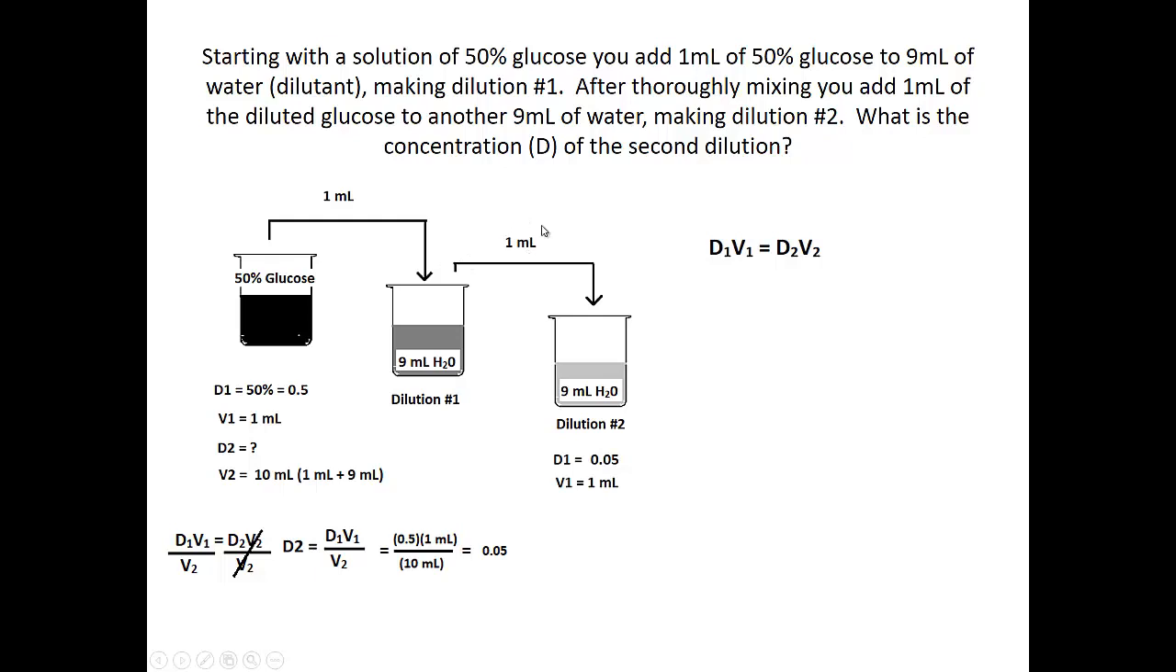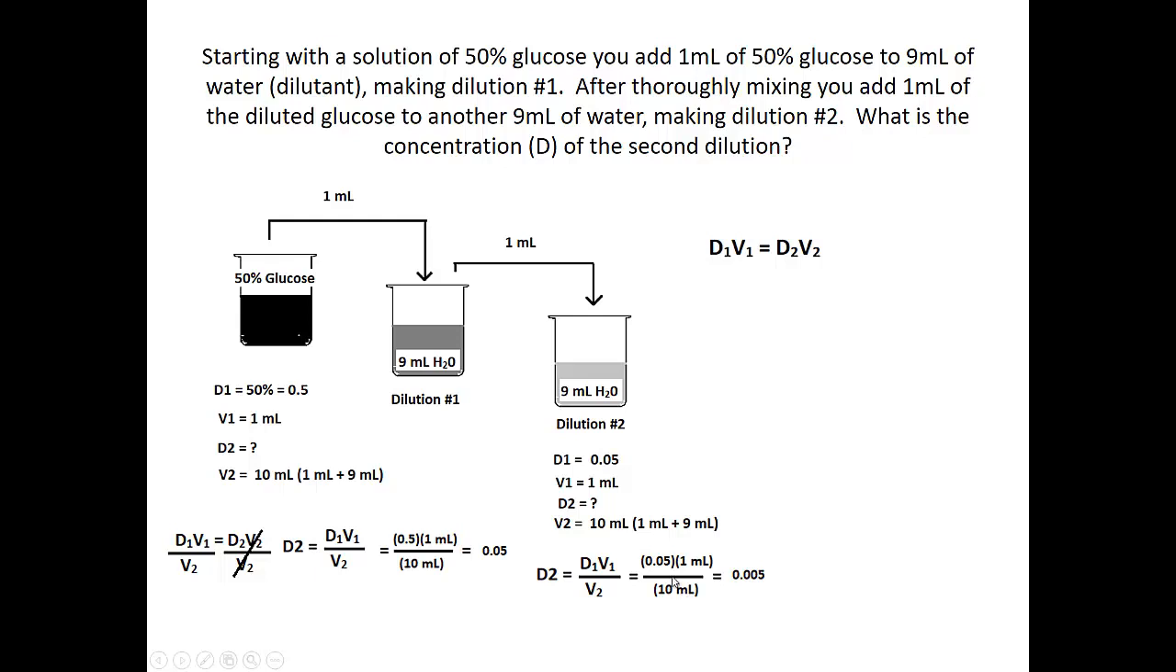The problem is having us once again transfer 1 ml. And just like before, we're going to add that to 9 mLs, so we're going to get another 10 mLs here. So the question then becomes again, what now is the concentration of the second dilution, the D2 for the second part of the problem? So we're going to start the same way. We're going to take D2 and put these variables into the equation. So D1 is 0.5, V1 is 1 ml, and V2 is 10 mLs.